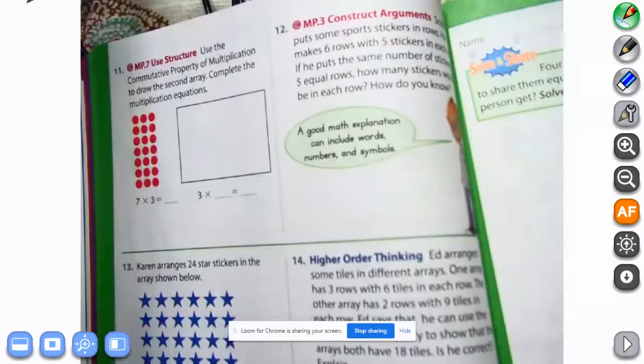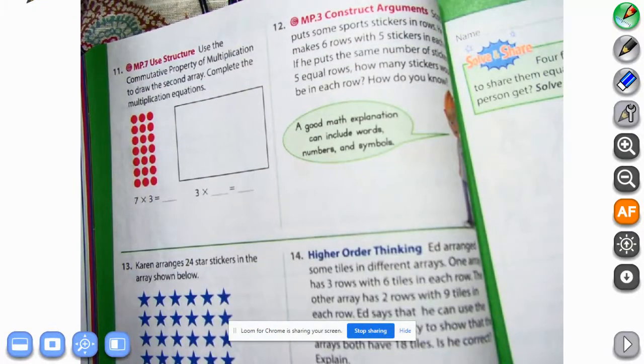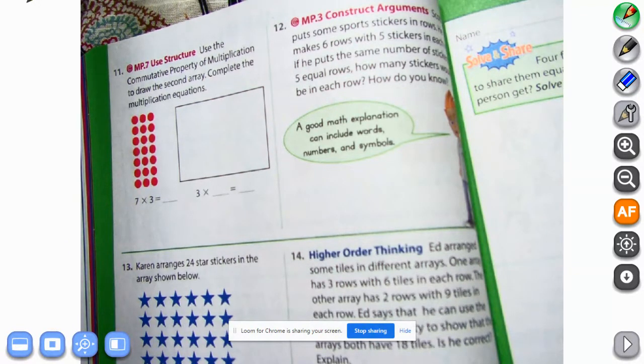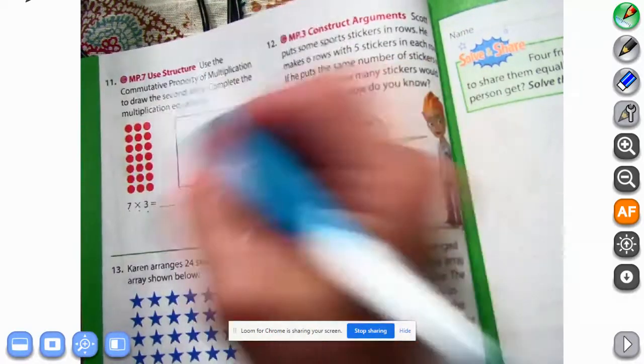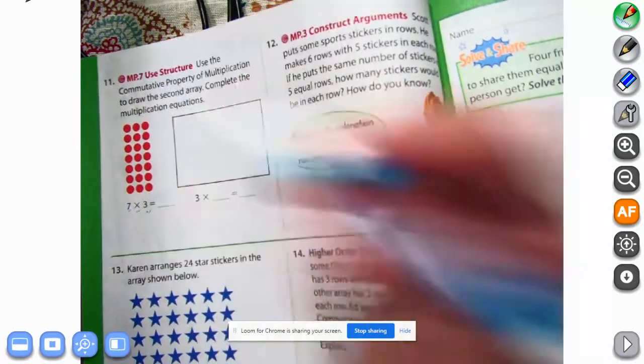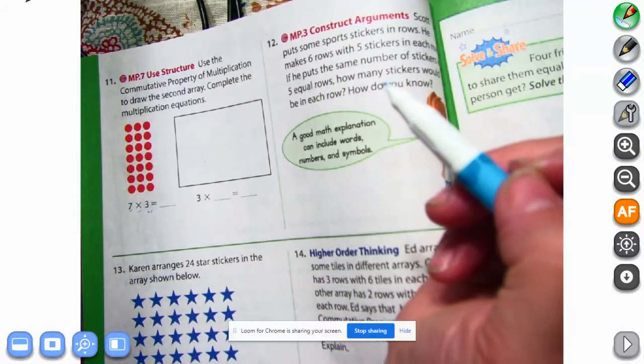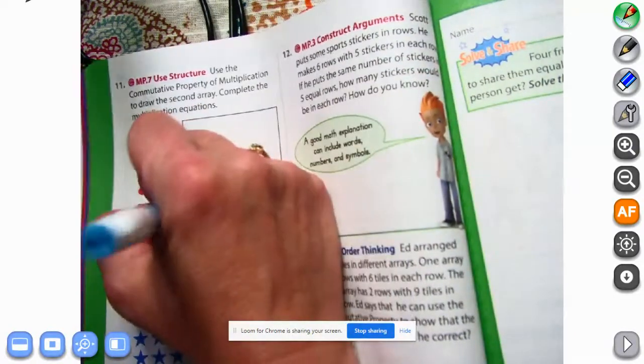Okay. Number 11 on page 30. Use the commutative property of multiplication to draw the second array. Complete the multiplication equation. You're going to draw the second one. So this one's 7 groups of 3. What could the other one be? Then you're going to count them up and add them up and put the products there.